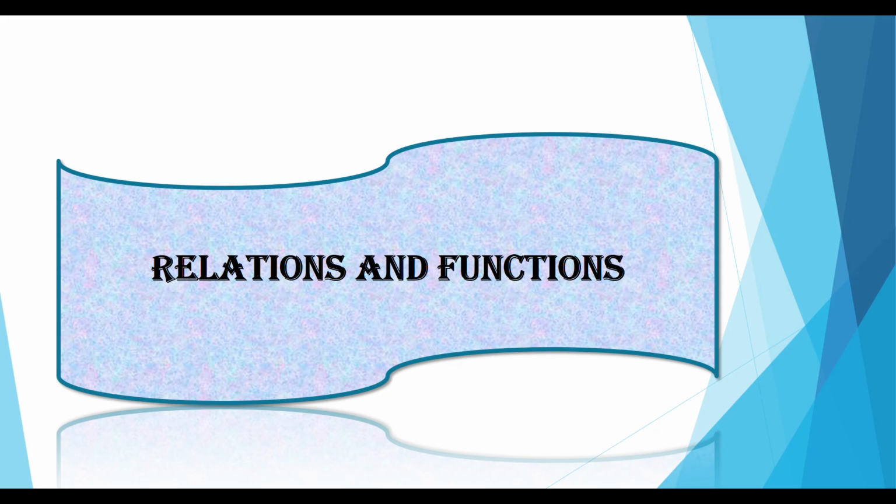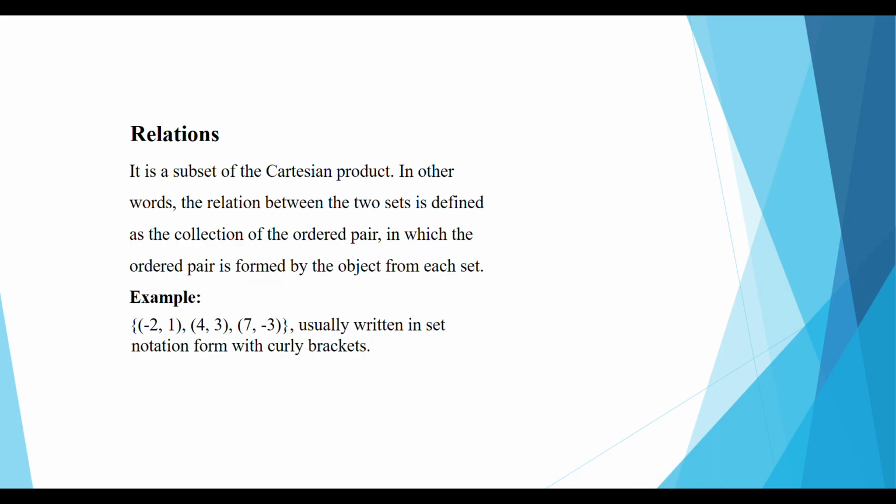Today I am going to start relations and functions and the main difference between relations and functions. First we define what a relation is. A relation is a subset of a Cartesian product. In other words, the relation between two sets is defined as the collection of ordered pairs in which each ordered pair is formed by an object from each set. Firstly, a relation is a subset of the Cartesian product.